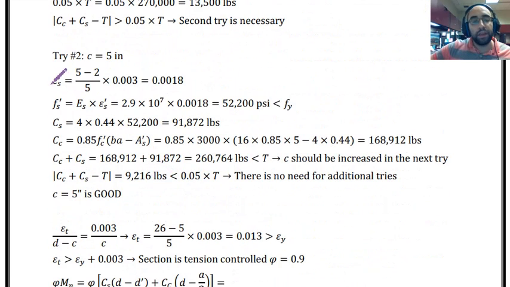So again, putting that C value in the equation for the strain, you can see the strain this time is equal to 0.0018. Multiplying the strain by Young's modulus, we can find the stress in compression reinforcement. That is 52,200 psi. As you can see, this time it is smaller than Fy, so that is fine. I'm going to use this value for the stress in compression reinforcement and multiply it by the area for number 6 bars to find the compression force in steel. So that is one compression force.